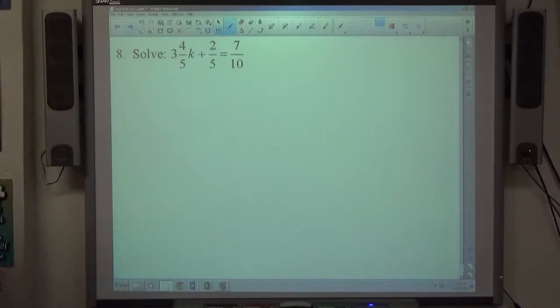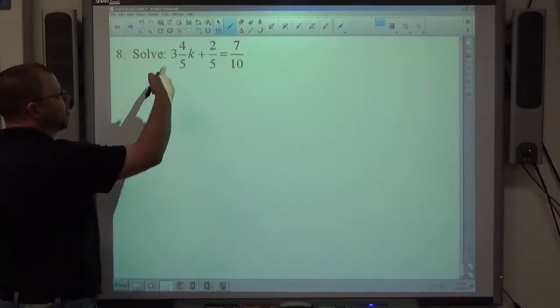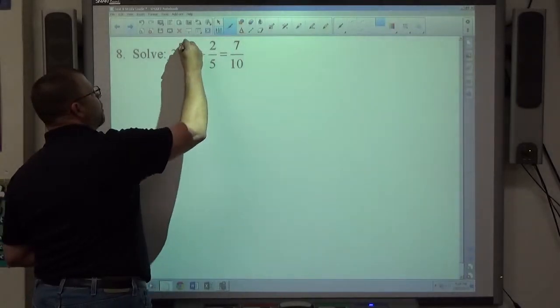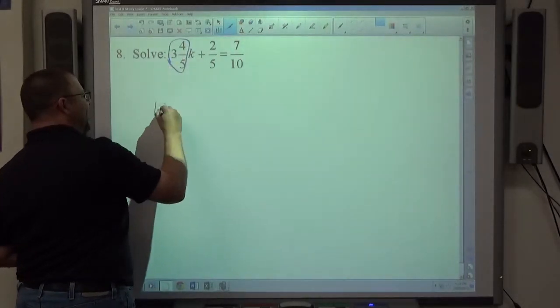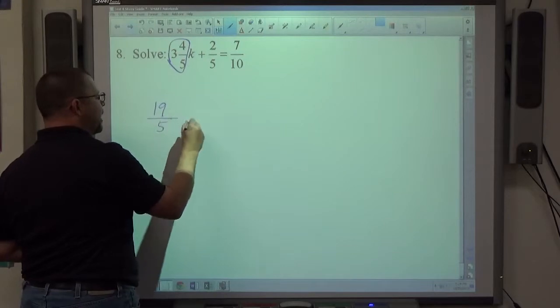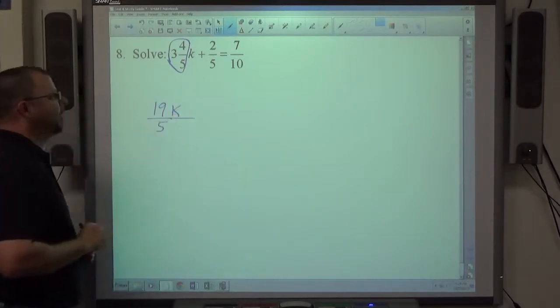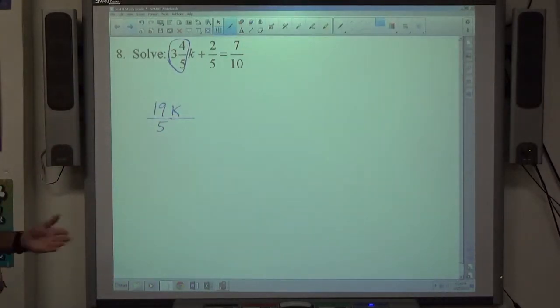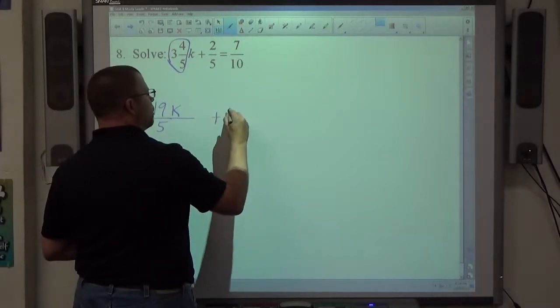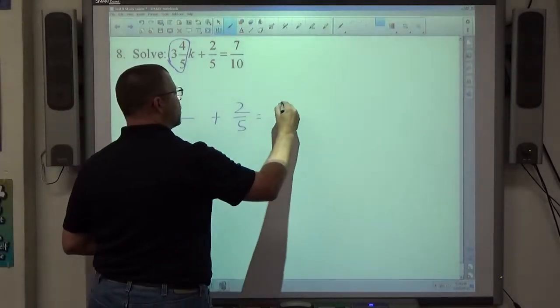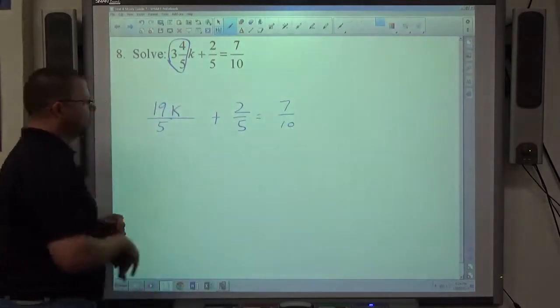Number 8, 3 4/5 k plus 2/5 equals 7/10. Once again, we got a mixed number. I don't like mixed numbers in algebra, so I would change this to 19/5. The k is officially in the numerator. I'd recommend putting it up there just instead of putting it out in front. Just slide it up to the top there so it looks like that. Plus 2/5 equals 7/10. Okay, here's a fraction equation.